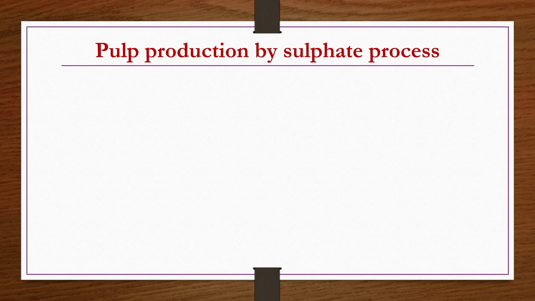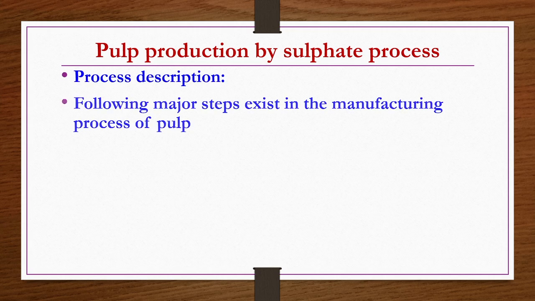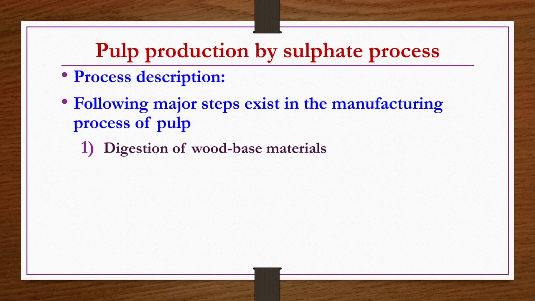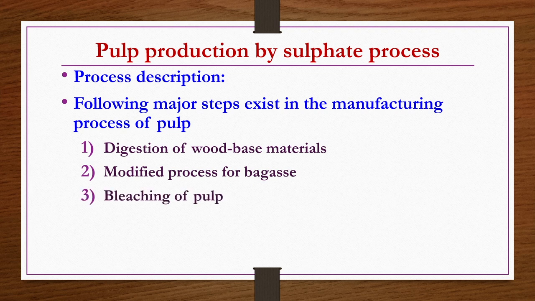Pulp production by the sulfate process includes five major steps. First is the digestion of wood-based materials, second is the modified process for bagasse, and third is the bleaching of pulp. Fourth is the finishing operation of pulp, if you are producing only pulp.